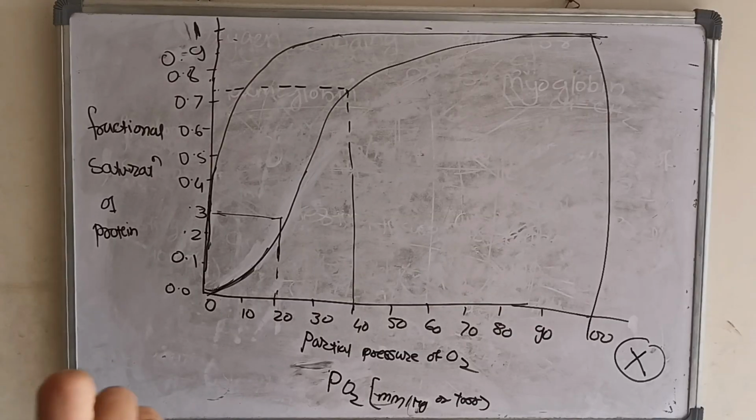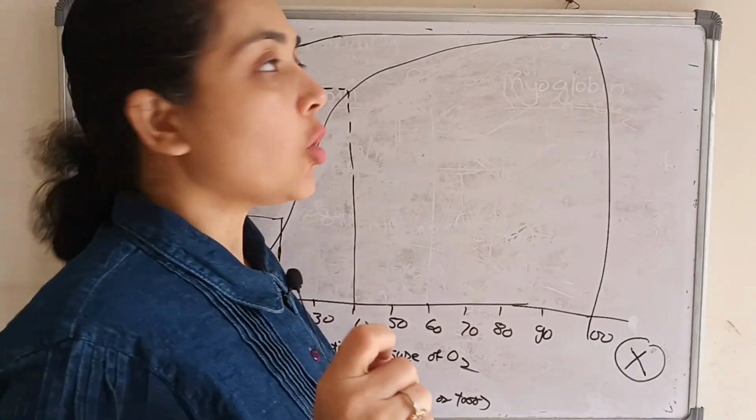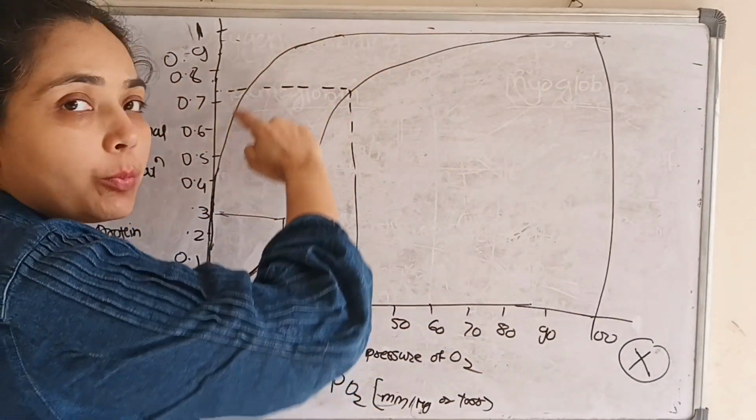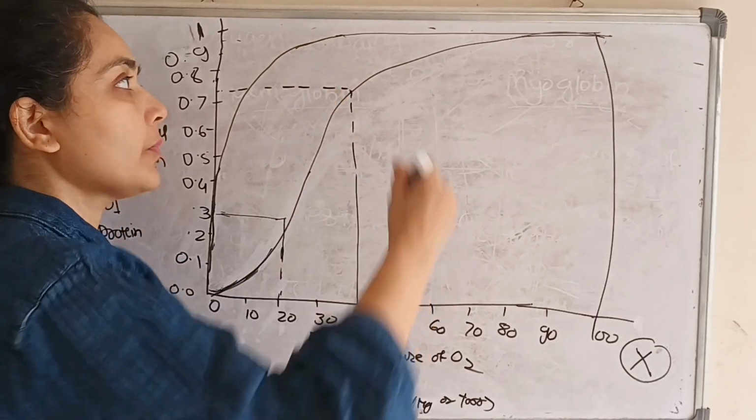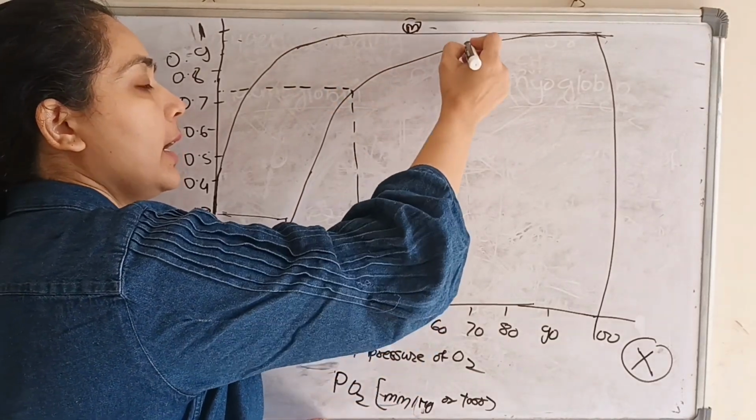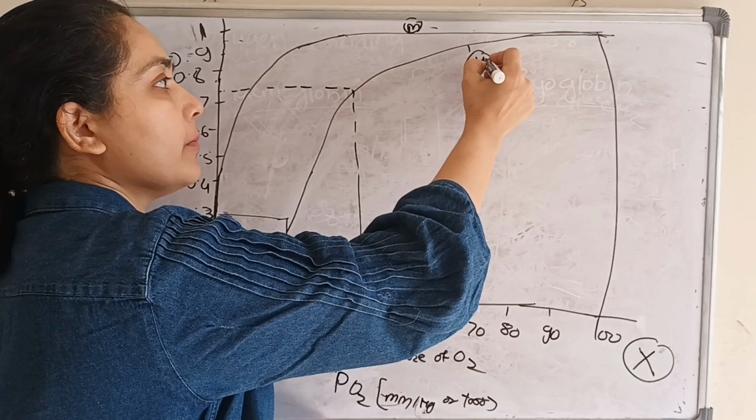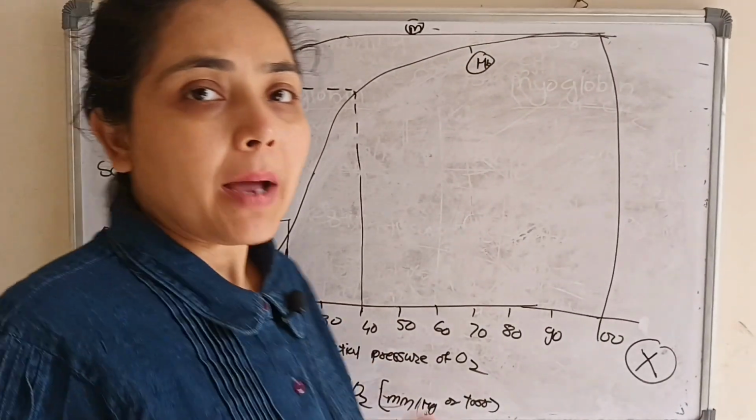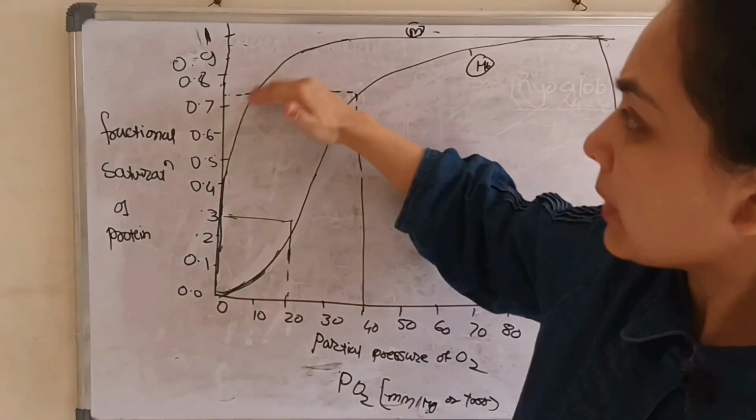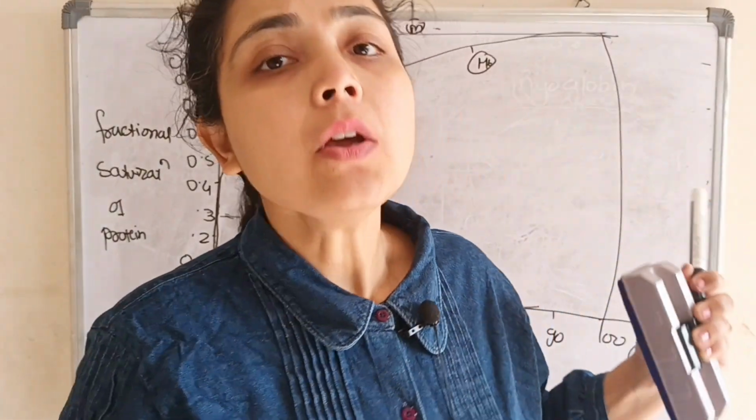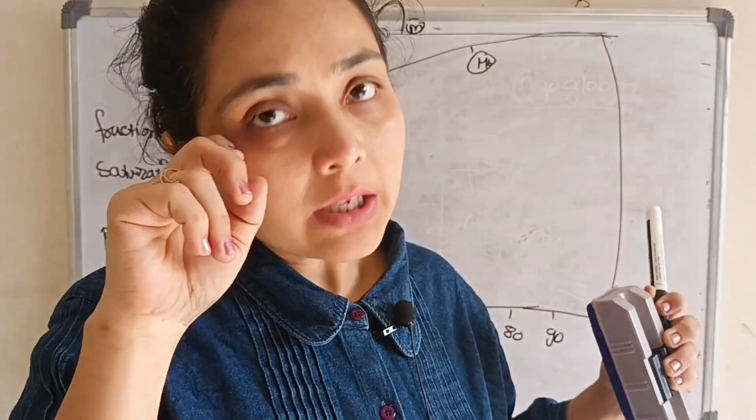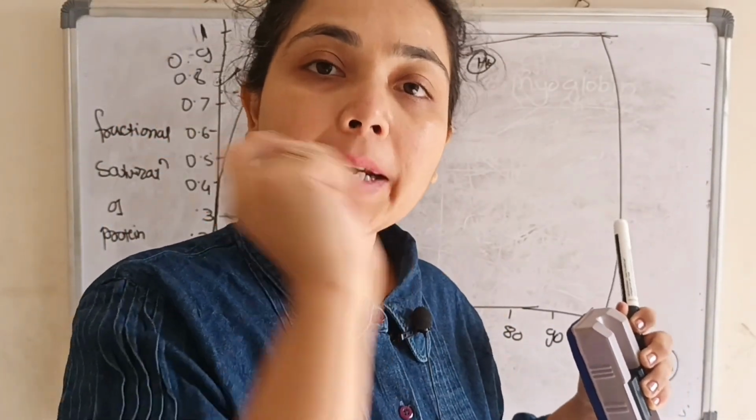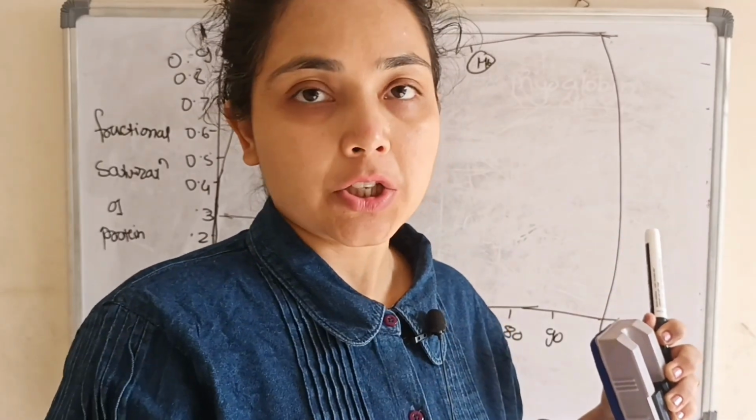So this is the oxygen binding curve for hemoglobin and myoglobin. This first curve, the upper one, this hyperbolic curve, is for myoglobin, and this is for hemoglobin, Hb. For myoglobin we get the hyperbolic curve, and for hemoglobin we get the S-shaped or sigmoidal curve. This is also known as the oxygen binding curve or oxygen dissociation curve.